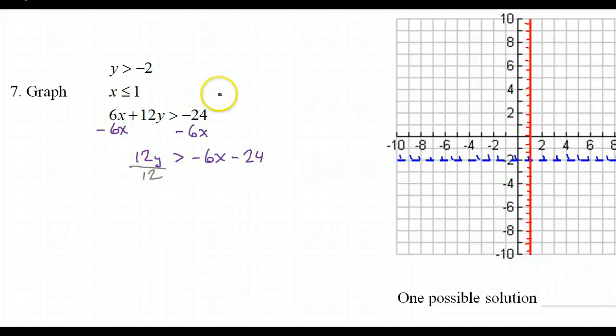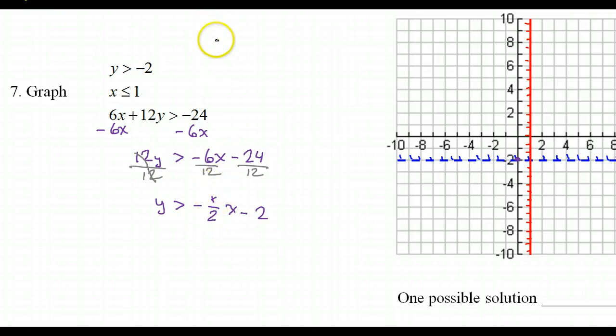Okay, so back to solving this. I need to divide everything by 12, and that's going to give me y is greater than -1/2 x minus 2. Okay, so as we begin to graph that, of course we start at -2, and then we're going to go down 1, right 2. So that's going to be like this, down 1, right 2.